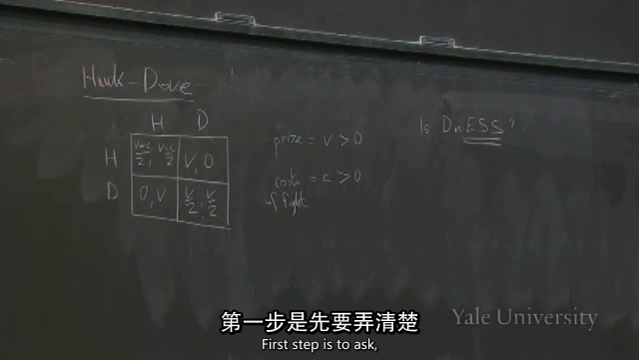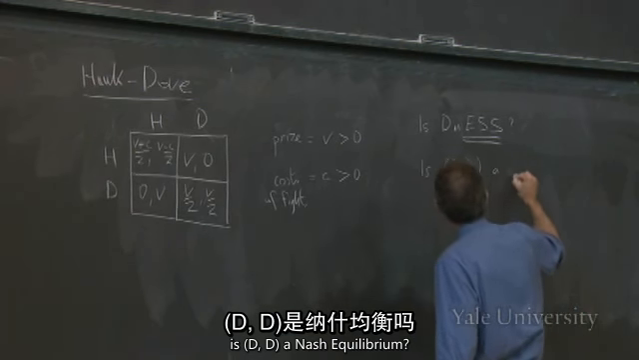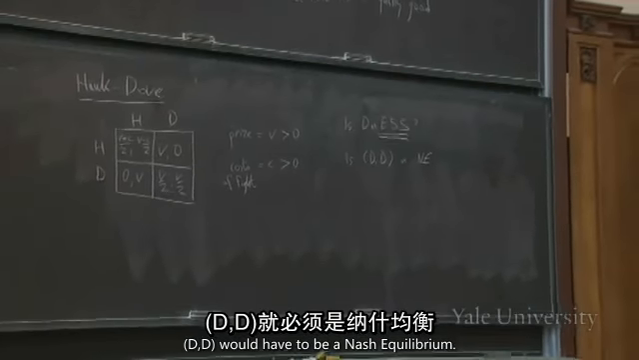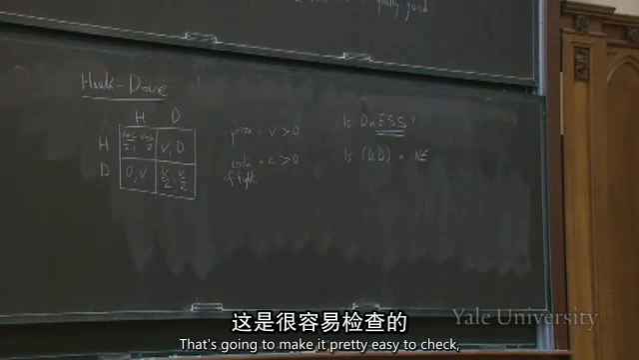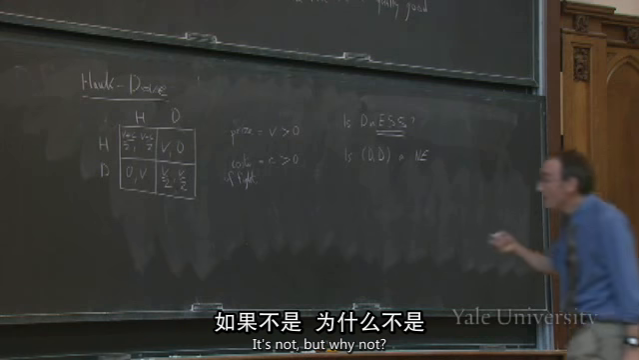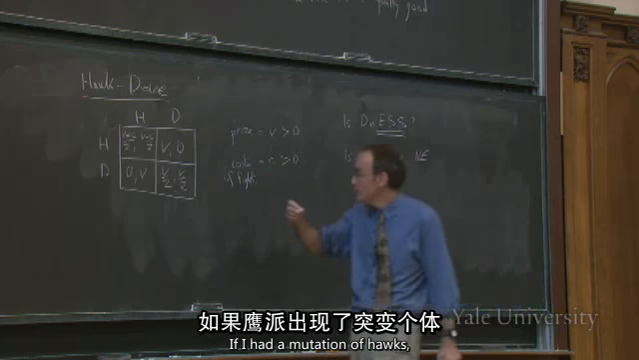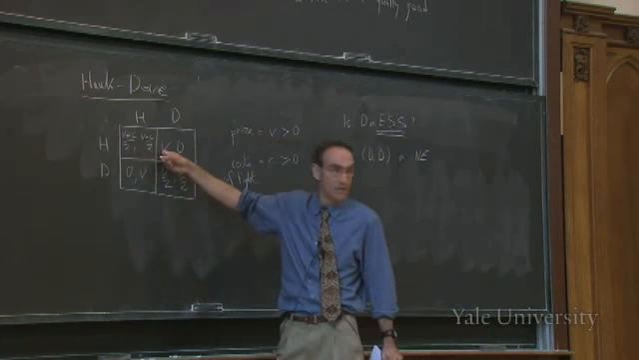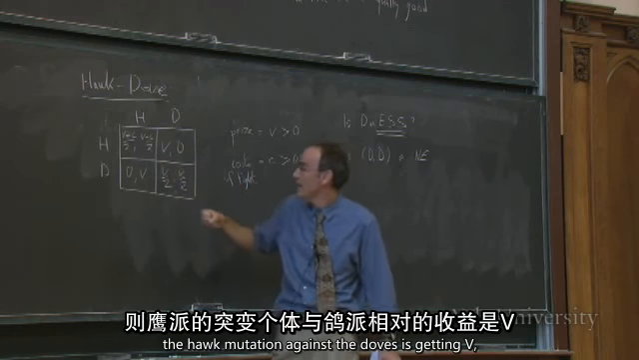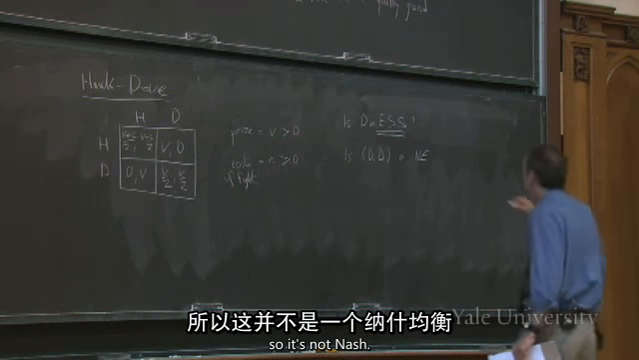First step is to ask, is dove a Nash equilibrium? Right? If it's evolutionary stable, in particular, dove would have to be a Nash equilibrium. Right, that's going to make it pretty easy to check. So is dove a Nash equilibrium in this game? It's not, right? But why not? Because if you had a mutation, I'm tempted to say deviation, but I won't, think of it as a mutation. If I had a mutation of hawks, all right, the hawk mutation against the doves is getting V, whereas dove against dove is only getting V over 2. All right? So it's not Nash.